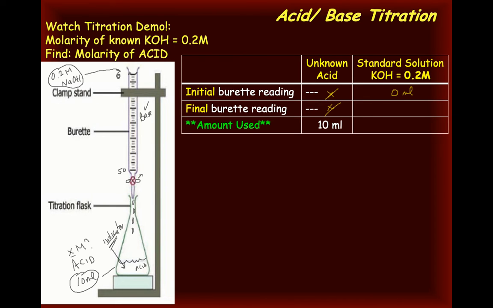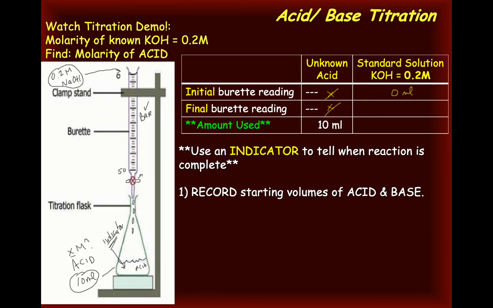Okay. And what I'm going to do is start this going, and now I'm going to start dropping this acid in little by little. I'm going to use an indicator to tell me when it's complete. My indicator goes in with the acid. So first things first is record my starting volumes of my acid and base. I just did that. I recorded my 10 milliliters here of my acid. And I'm going to record my starting milliliters of my base, which is going to be 0. All right, and now I'm going to start reacting.